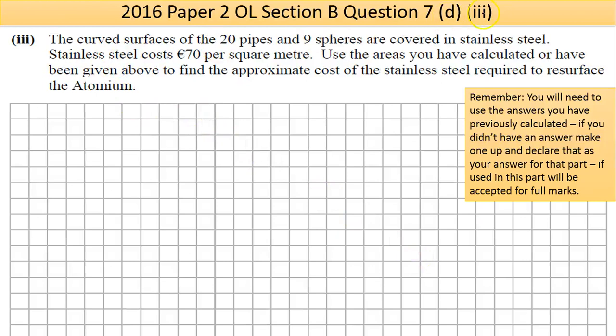Now we're on to 7D part 3. Okay, so the curved surface area of the 20 pipes and the 9 spheres are covered in stainless steel. Stainless steel costs €70 per square meter. Use the areas you calculated or have been given above to find the approximate cost of the stainless steel. So go back over your answers and look at, do you have the 12 pipes, then the 8 pipes and the 9 spheres? You'll have the curved surface areas of all that, and just go ahead and add them together.